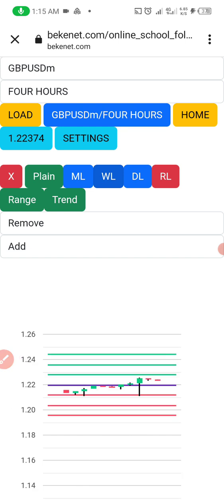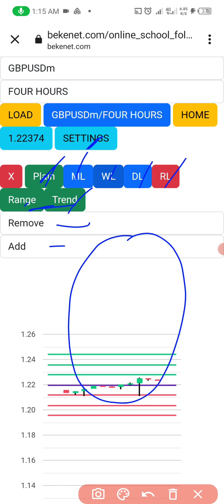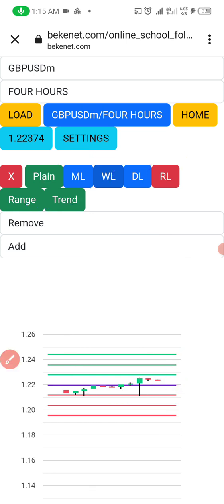Now I want to reduce it, so I need to take out what? This one is S3, this one is S2, this one is R1, this one is R2. So I want to leave only pivot and R2. How do I know that this is this? Once you tap it, it will give you the name. You can see support 3, this is support 2, this is resistance 3, this is resistance 2, this is pivot.